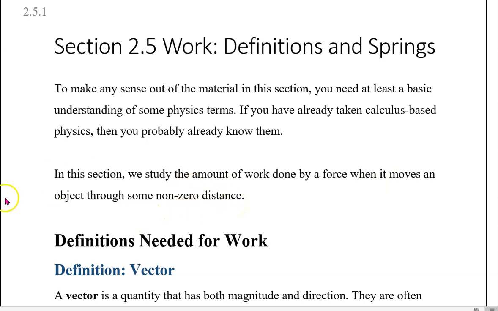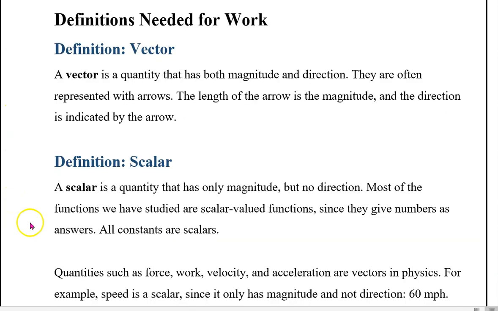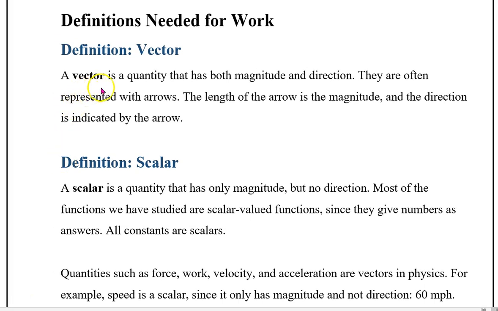In order to do that, we'll start with the definition for what a vector is. We'll be studying vectors a great deal in Calculus 3. We've already talked about vectors some when we talked in Calculus 1 about velocity and acceleration and position. A vector is a quantity that has both magnitude and direction. They are often represented with arrows on graphs, and the length of the arrow represents the magnitude, and of course the direction is represented by the arrow.